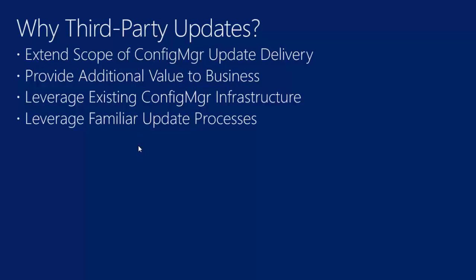So why not take that business process and simply allow third-party updates to fall within what's already been established? It brings extra value to your organization because you can now apply updates outside of just the Microsoft products. It allows you to leverage your existing ConfigMgr infrastructure to deploy these updates and leverage the familiar process that you've negotiated with your business units to allow updating of the Microsoft stuff already. And now the third-party update stuff just falls right in line.